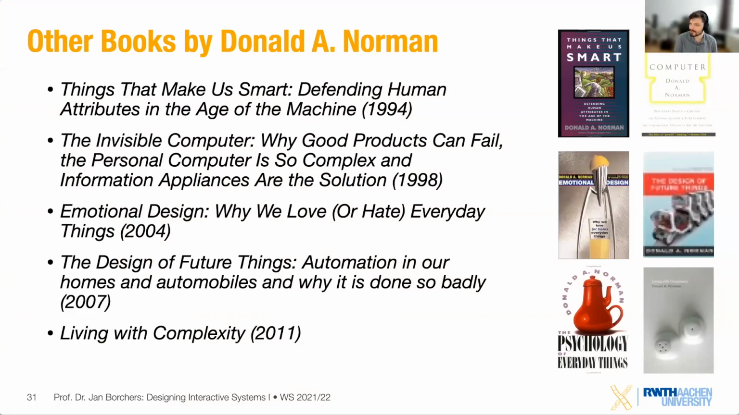Donald Norman has also other very interesting textbooks, like Things That Make Us Smart, The Invisible Computer, Emotional Design, The Design of Future Things, or Living with Complexity. All are worth having a look at. So if you are really enjoying reading the book, and I hope you are, because it is also written in a very easy way, if you ask me, then you can definitely have a look at his other books.